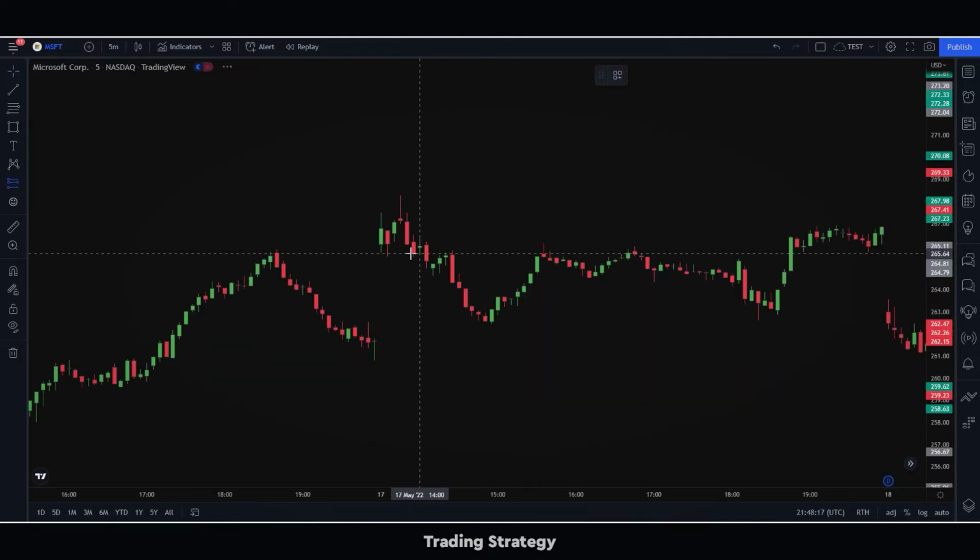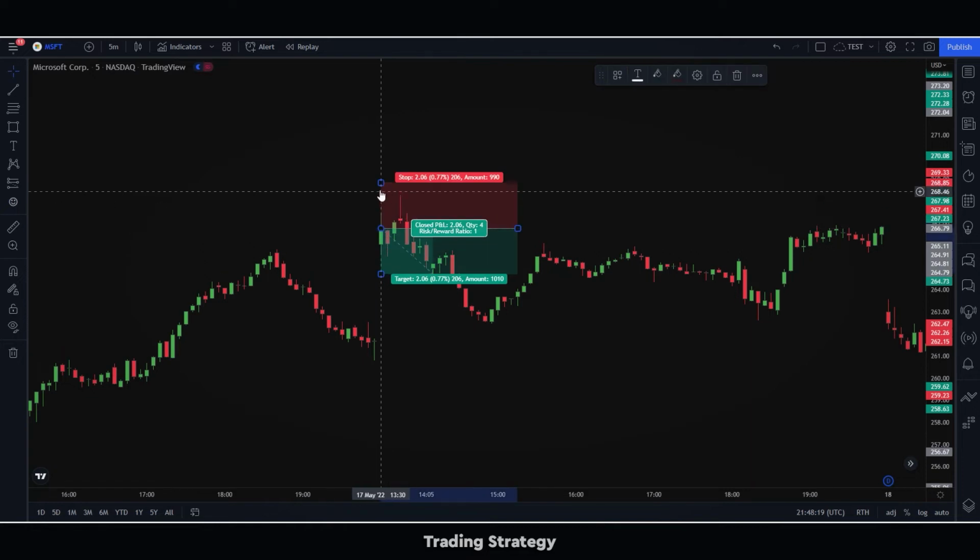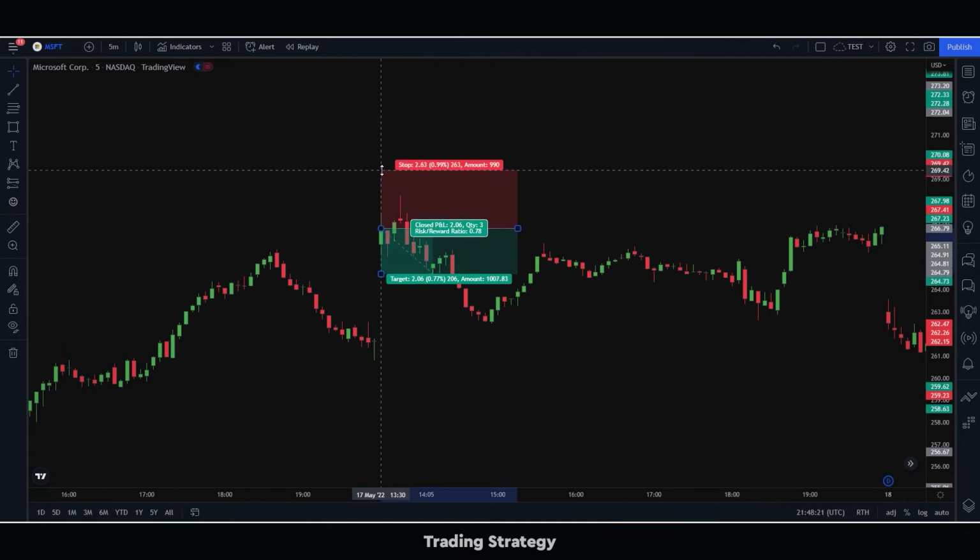This is a very simple strategy that anyone can apply and does not use any kind of indicators. Let's look at some more examples.